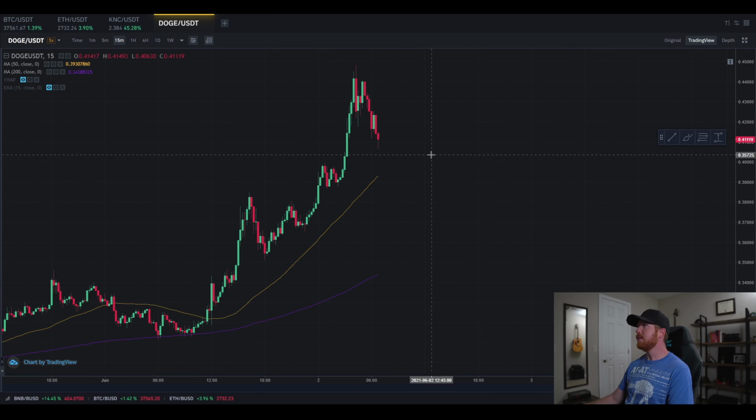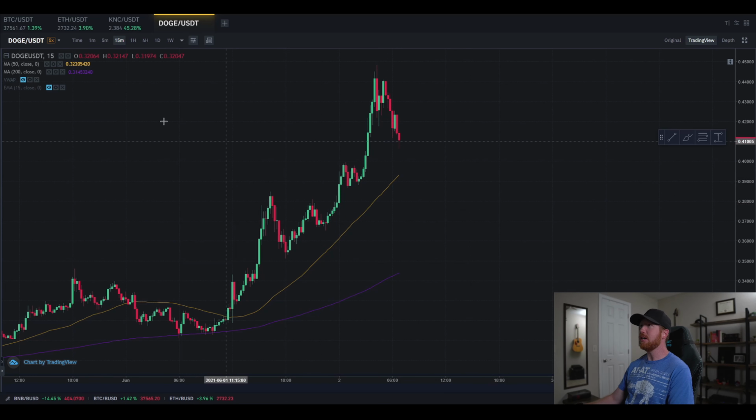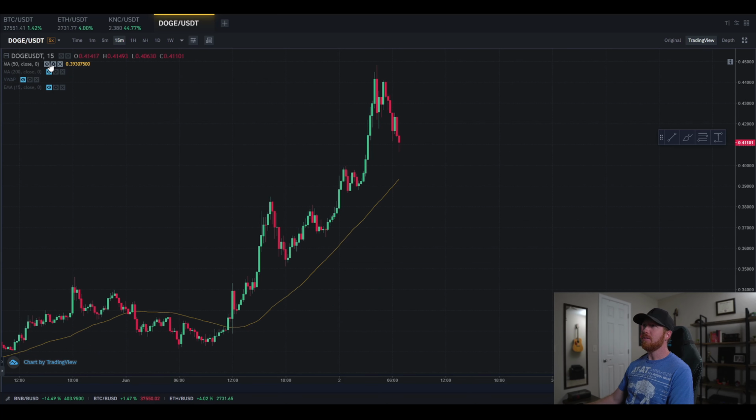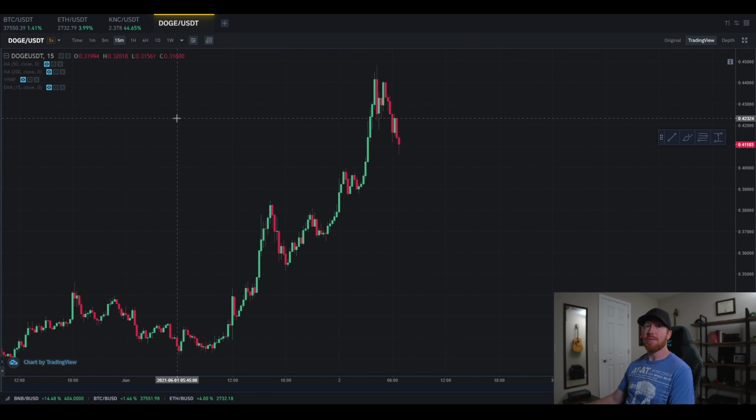So looking at the 15, let's go ahead and see if we can identify a good entry point. And if you're new to the channel, I always like to remove the 50 and the 200-day moving average, based on the fact that they're less effective on shorter time frames. So if you're newer to trading, don't hesitate to use other indicators on shorter time frames.